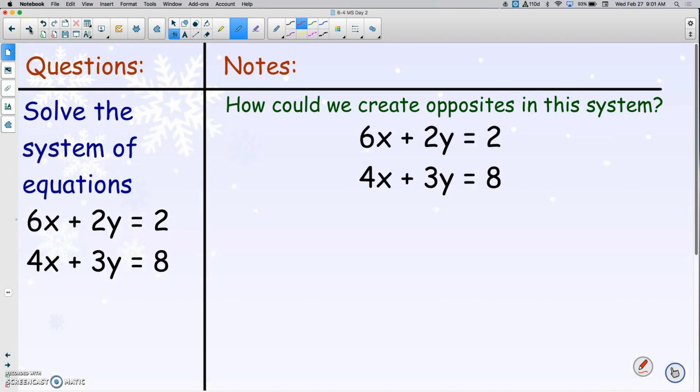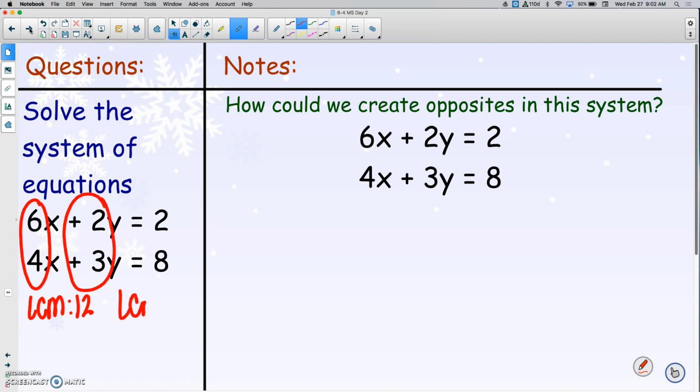Okay, next one, 6 and 4. The LCM of 6 and 4 is 12. If you're not good at figuring out the LCM, you could always multiply them together. 6 times 4 is 24. That would work out just fine. You just end up with larger numbers.